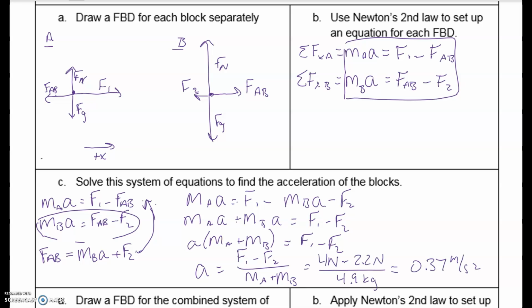Plugging in the givens from our problem, we end up with an answer of positive 0.37 meters per second squared. We got a positive value, which is rightward, which seems reasonable for our problem. All right, we will continue talking about this problem in the next video.